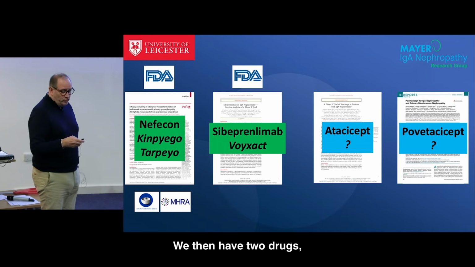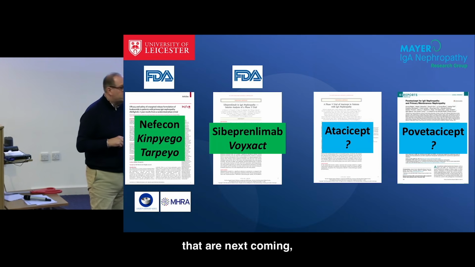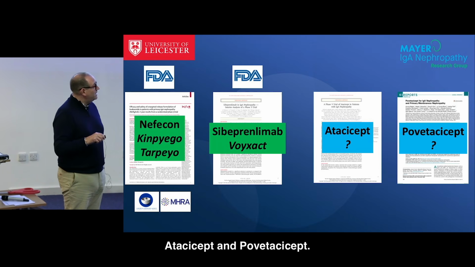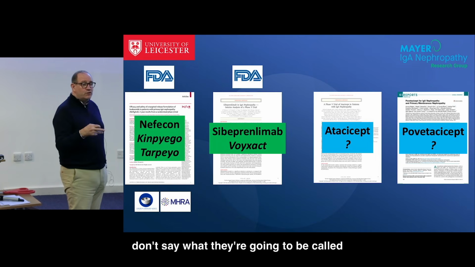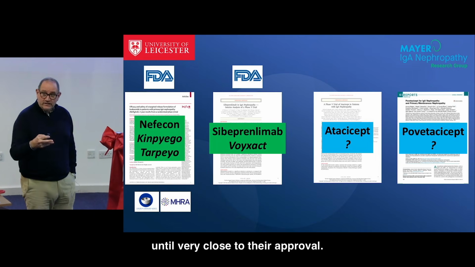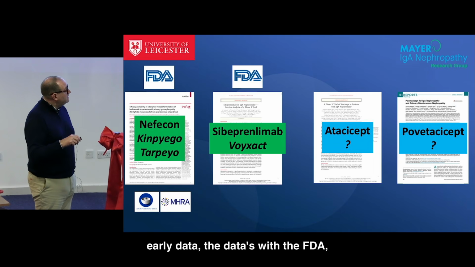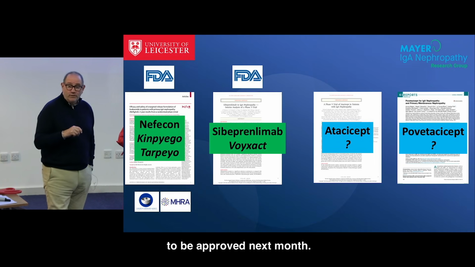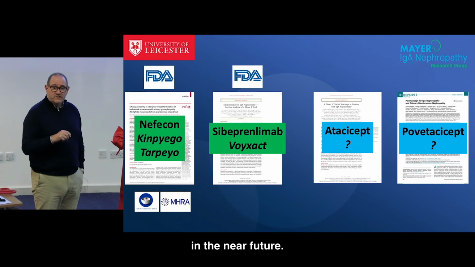We then have 2 drugs that are currently sat with the FDA that are next coming, and that's why they're in the blue box, is they're not available to anyone yet, atacicept and povetacicept. And at the moment, we don't know what they're going to be called, because generally the companies don't say what they're going to be called until very close to their approval. So these trials have reported early data, the data's with the FDA, and this drug is potentially going to be approved next month. And again, these will be making their way to us in the near future.